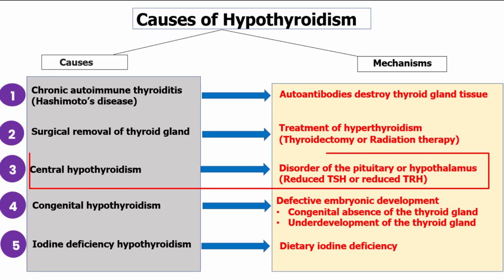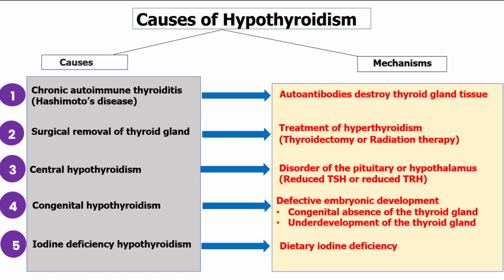Next is the central hypothyroidism. As we have just mentioned, this disorder is due to pituitary or hypothalamus dysfunction that either reduces the thyroid stimulating hormone TSH produced from the pituitary gland, or reduces TRH, thyrotropin releasing hormone, from the hypothalamus, which will reduce the stimulation to the thyroid gland.